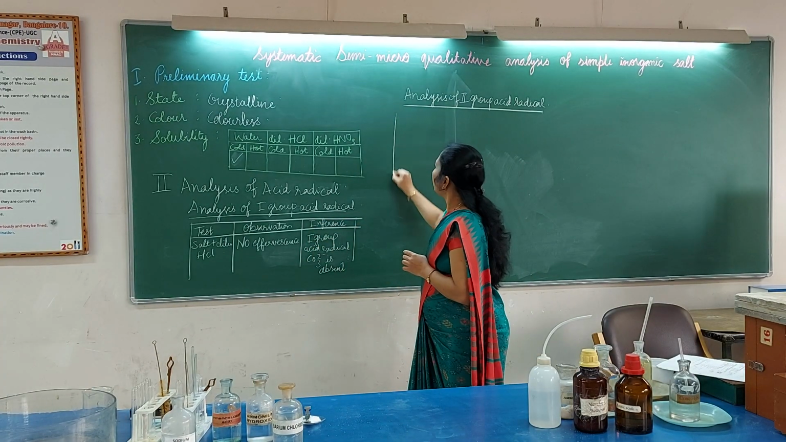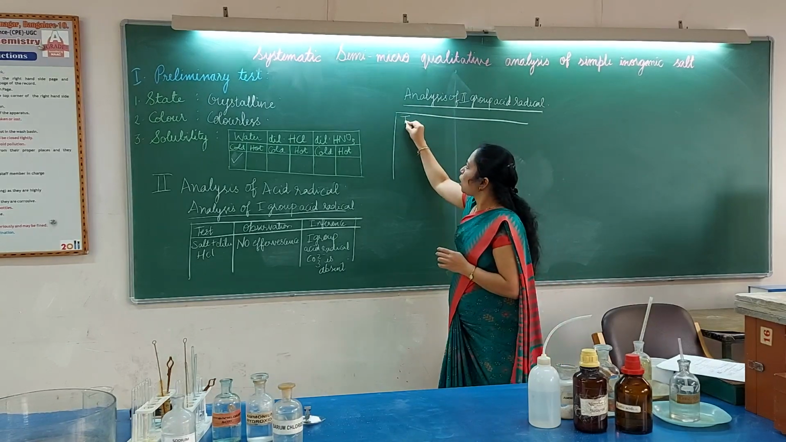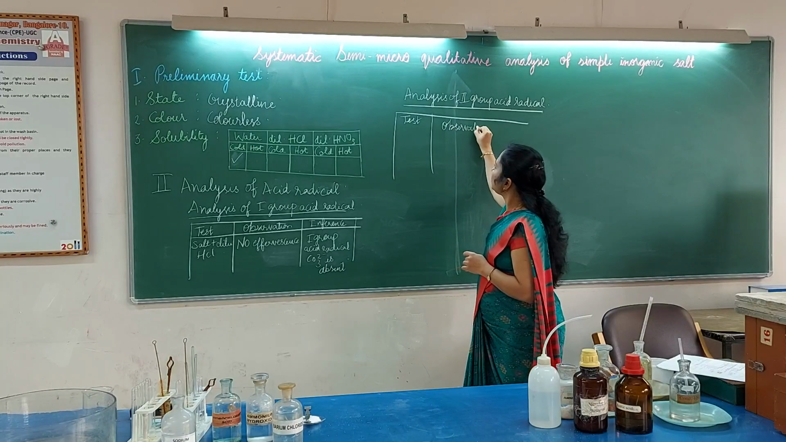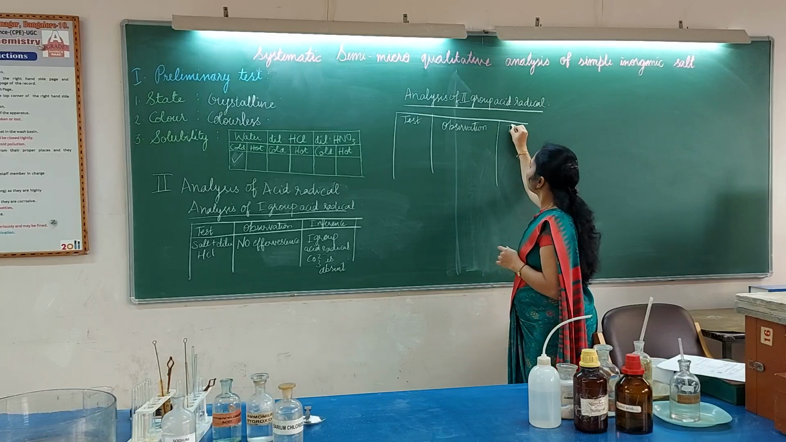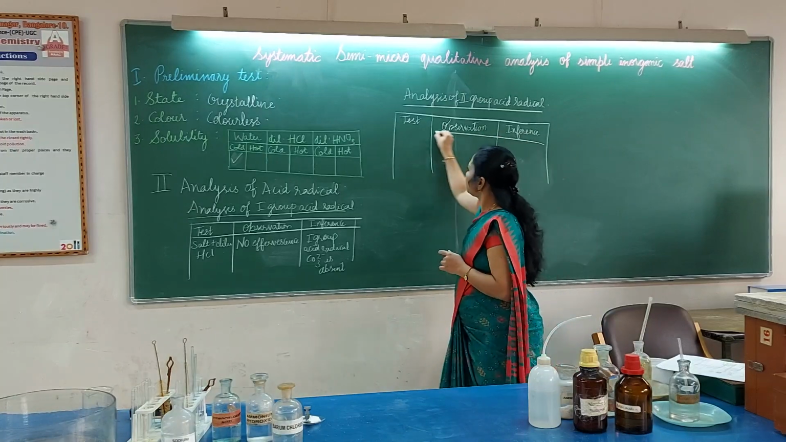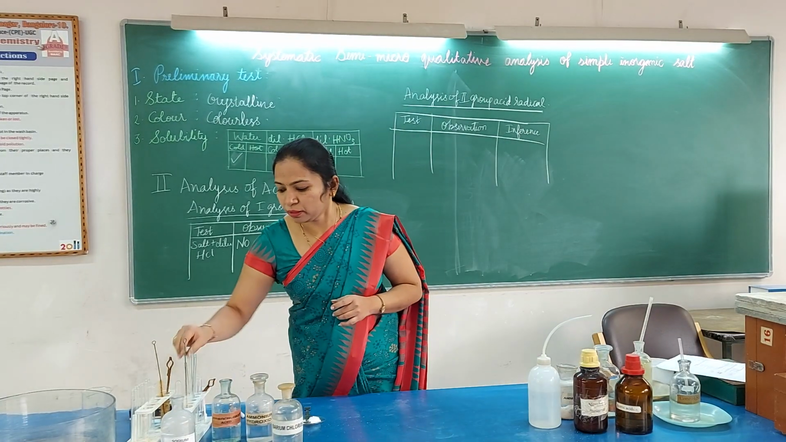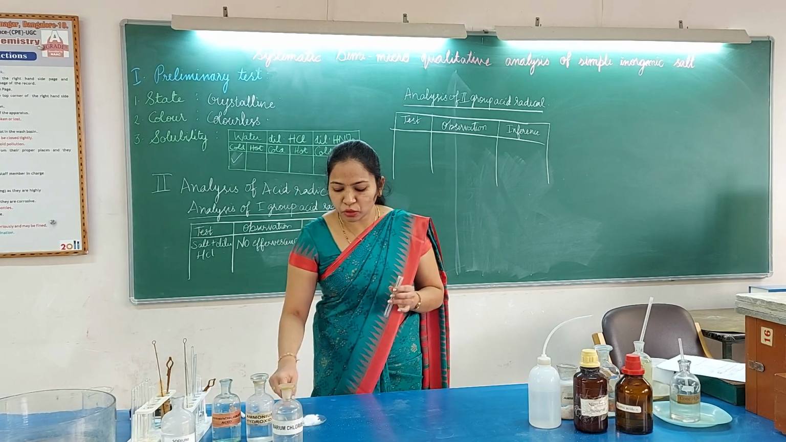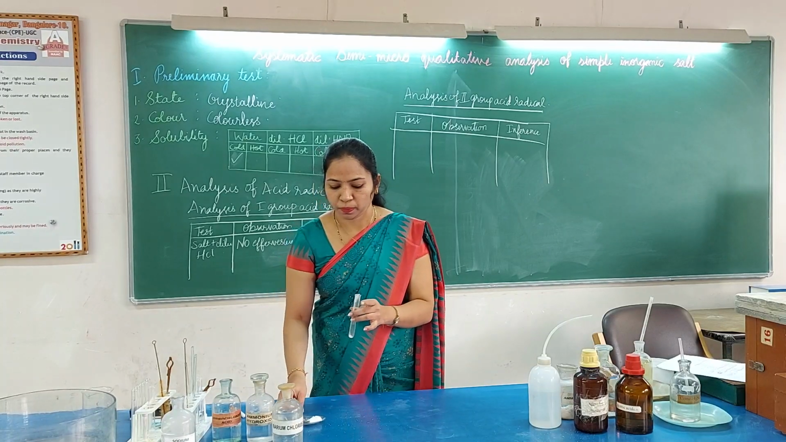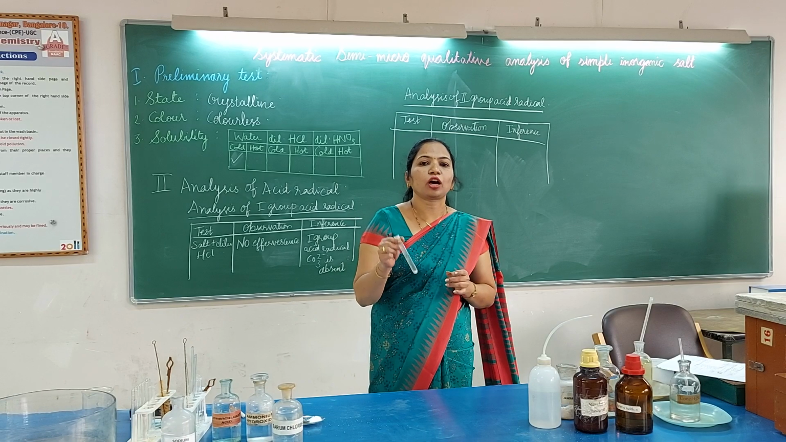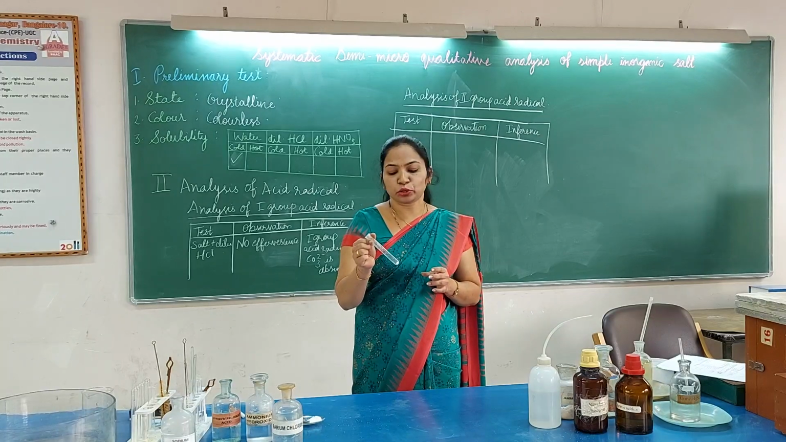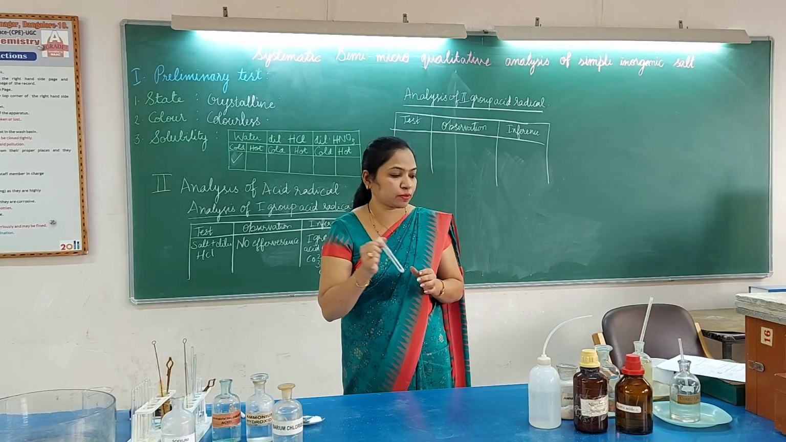So here also draw 3 columns. One is test, observation, then inference. Fine. Let us do the test. I will take a salt in the test tube. To this, I will add concentrated H2SO4 solution. When I add concentrated H2SO4 solution, you have to see the changes taking place.